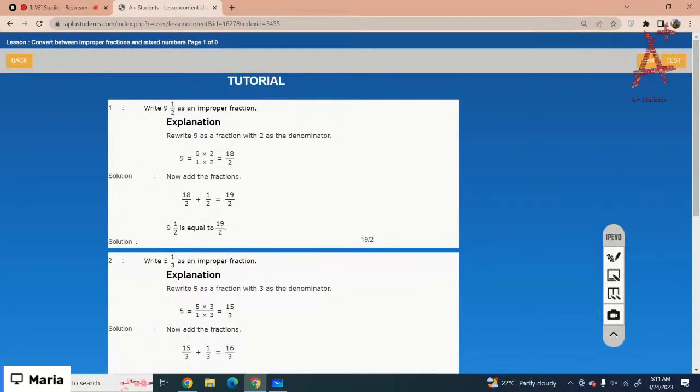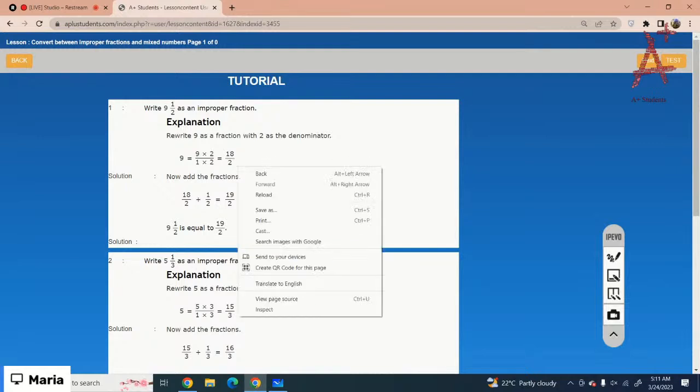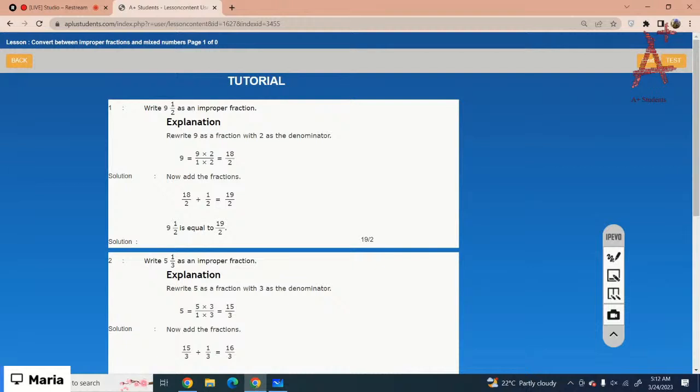9, multiply it with the denominator. The denominator is 2. Just do 9 times 2 and 1 times 2. Got it? So it will be 9 times 2 is 18 and 2 times 1 is 2. Then add it to the fraction 1 over 2. It would be 18 over 2 plus 1 over 2 equals 19 over 2. Got it? Let's just start with the test questions.